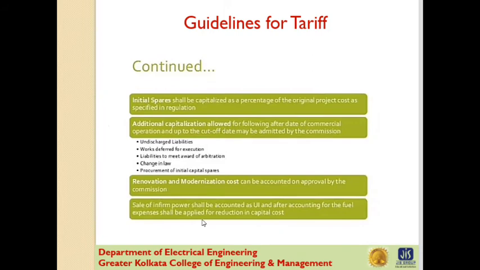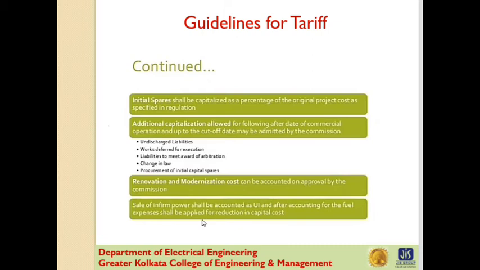Next, initial spares shall be capitalized as a percentage of original projected project cost as specified in regulation. Additional capitalization allowed after the date of commercial operation and up to the cut-off date may be admitted by the Commission. Undischarged liabilities, works deferred for execution, liabilities to meet award or arbitration, change in law, procurement of initial capital spares, renovation and modernization cost can be accounted on approval by the Commission.